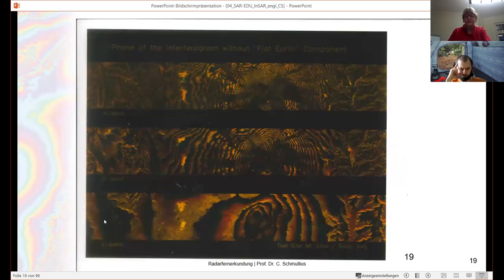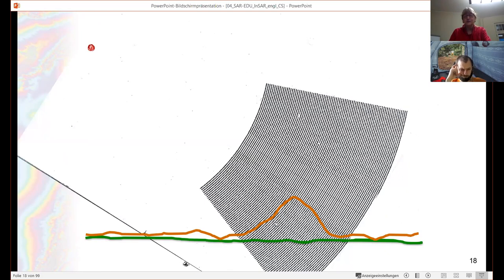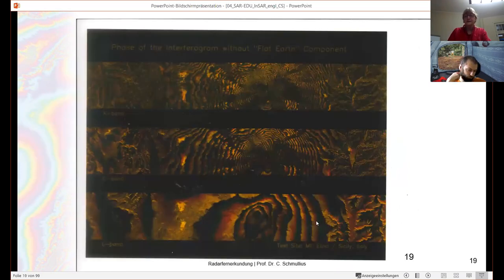And the next step, let me just do it again. The next step we have to do is remove this flat earth component to visualize the difference of our fringes to topography. Now, only after this, and this is what's shown here, the phase of the interferogram without flat earth component, only then do the fringes look like isohypses. And you can also see that if I translate that into height lines, the equidistance is very large with a long wavelength, and the sensitivity to the topography gets nicer, the shorter the wavelength.